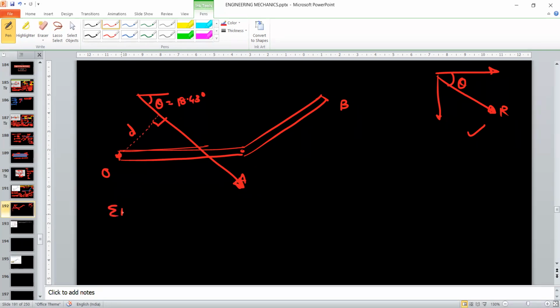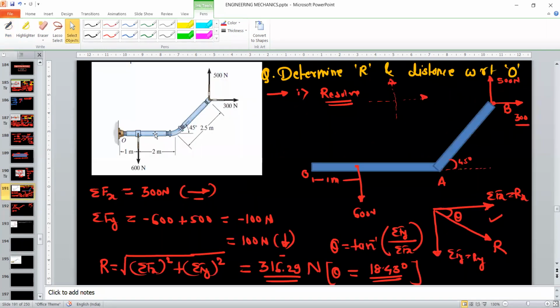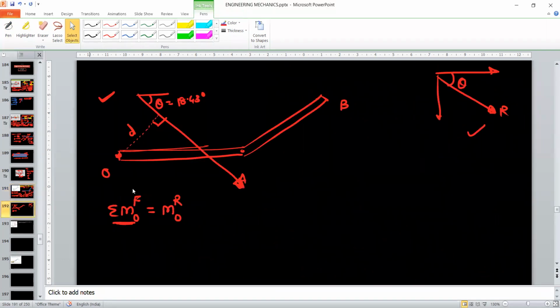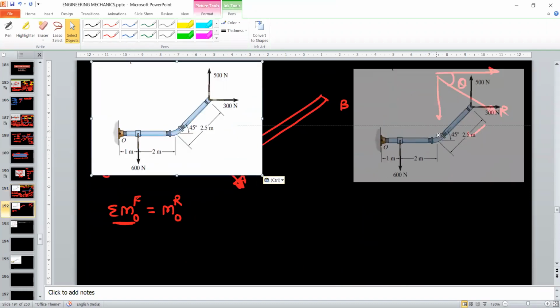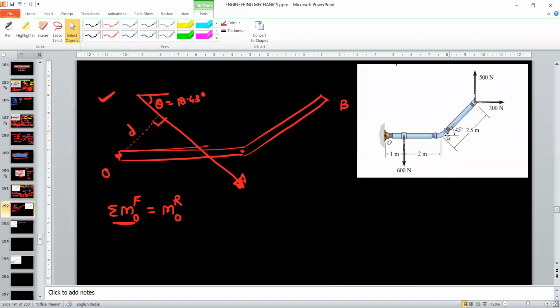So Varignon's theorem says the summation of moments by all the forces about the point O is equal to the moment by the resultant about the same point O. By referring to this diagram, you can write the right hand side, which is the moment by the resultant about the point O. For the left hand side, we should refer to the original diagram. So I will write that equation here.